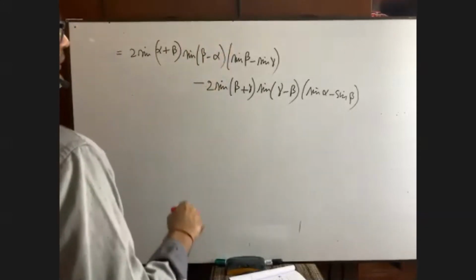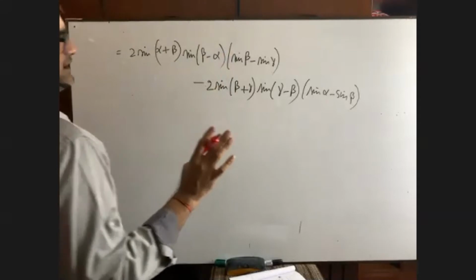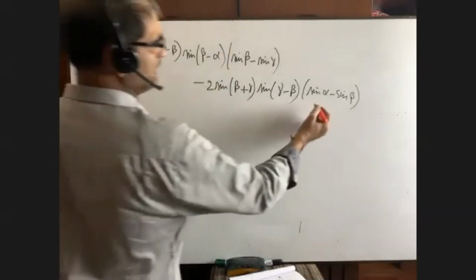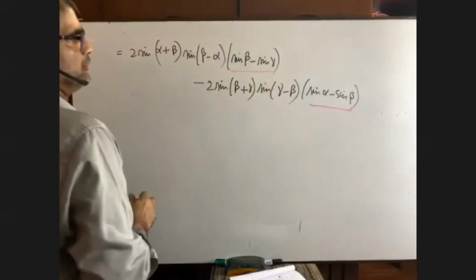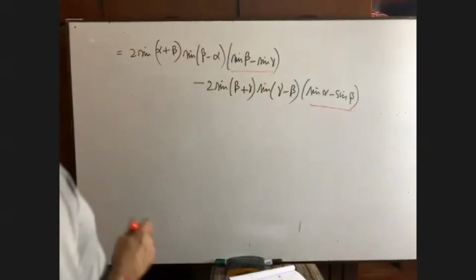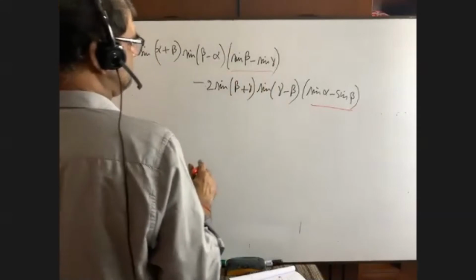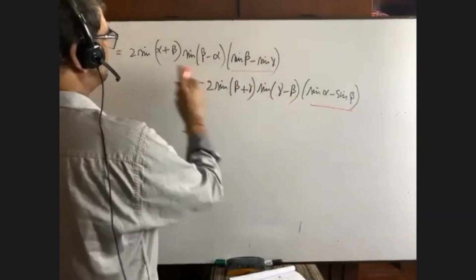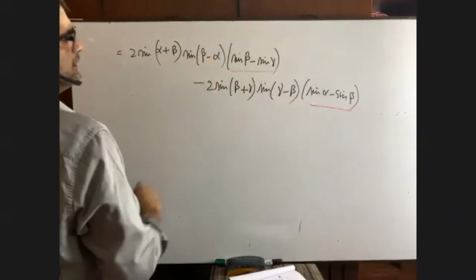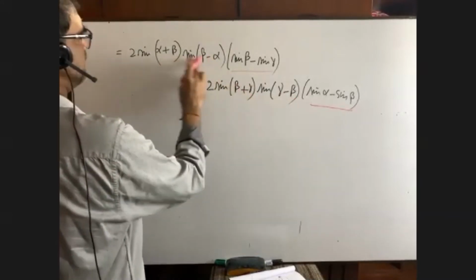Sir, can't minus be taken common? Now, wait, that's what I'm telling. Here it is sine alpha minus sine beta. It is sine beta minus sine gamma. Okay, so we don't have any relation. Another thing, you see, here what can be taken common? Here it is gamma minus beta, no gamma minus beta. Here it is beta plus gamma. We don't have any beta plus gamma.